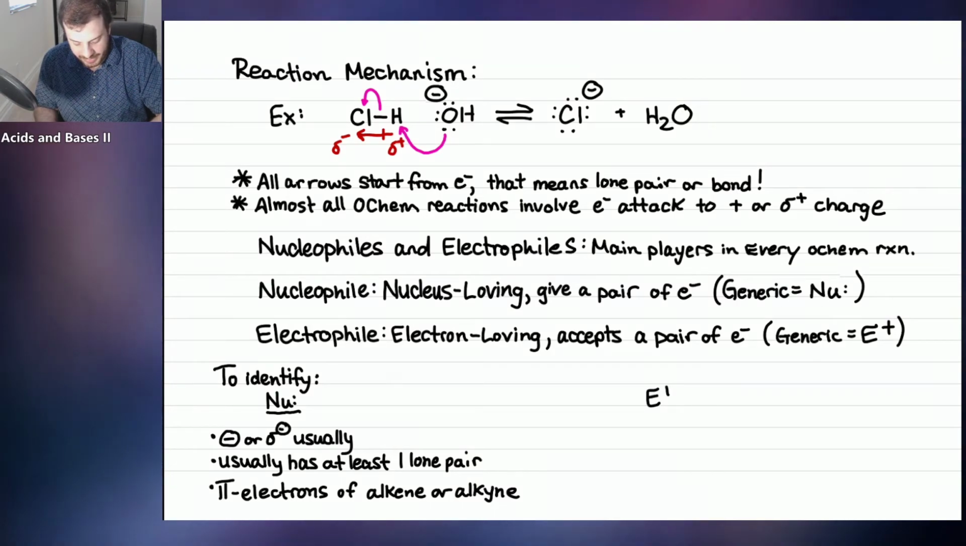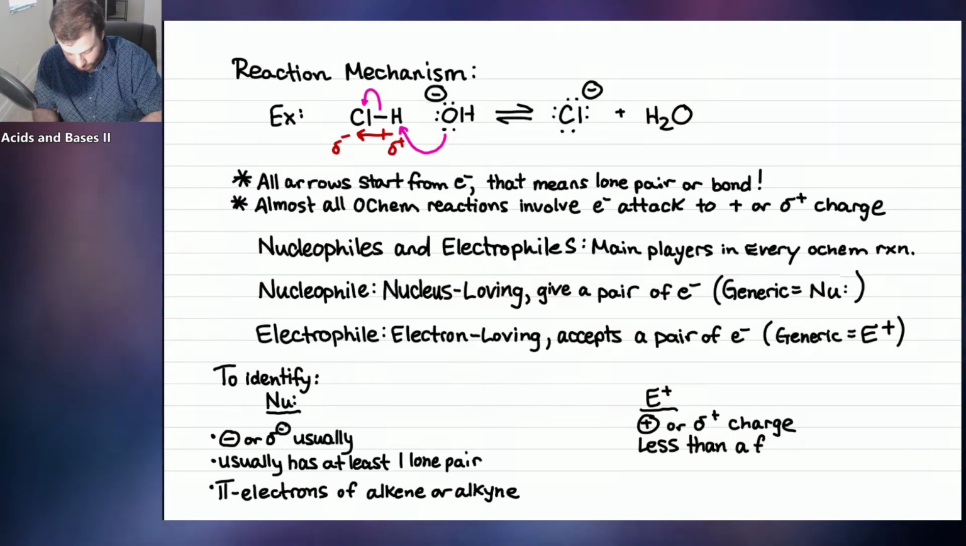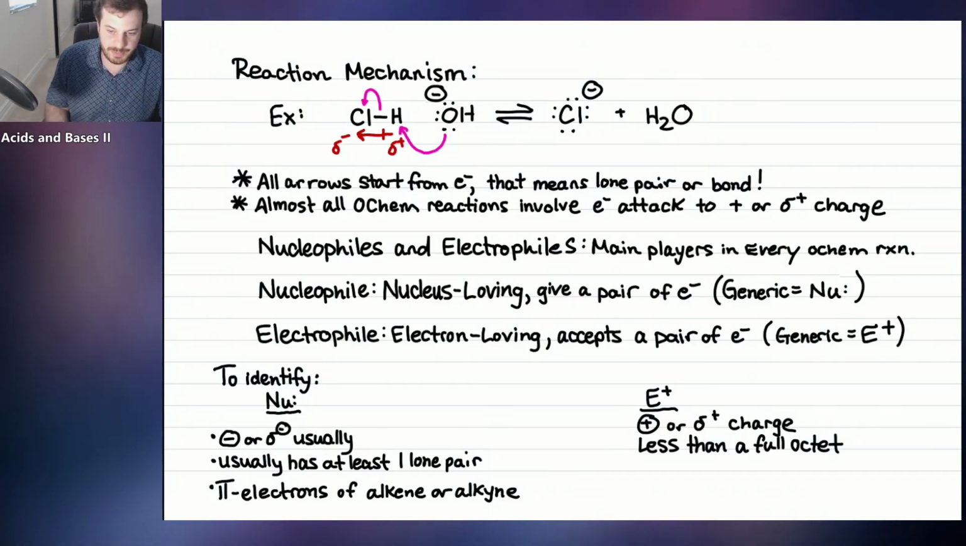To help spot the electrophile, you'll want to look for a positive or partially positive charge. That's your biggest hint. Another thing to look for is less than a full octet. If you have less than 8 electrons, that's obviously going to be hungry for more electrons, so that makes it a good electrophile. And then you might also want to keep your eye out for a weak bond.